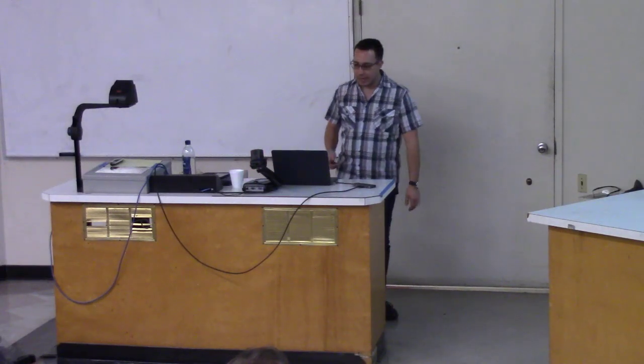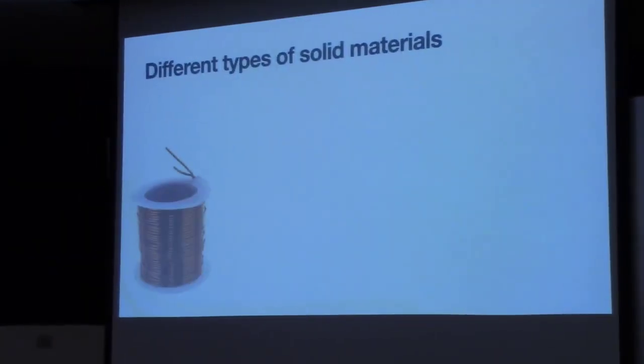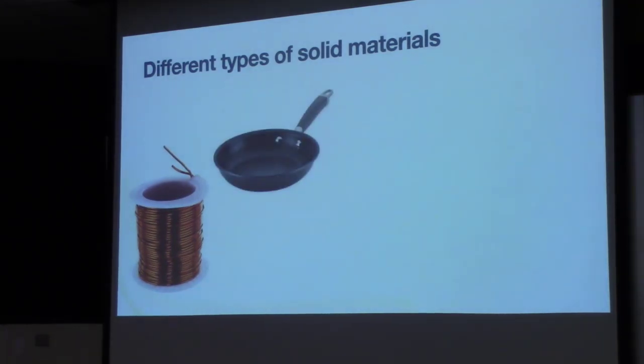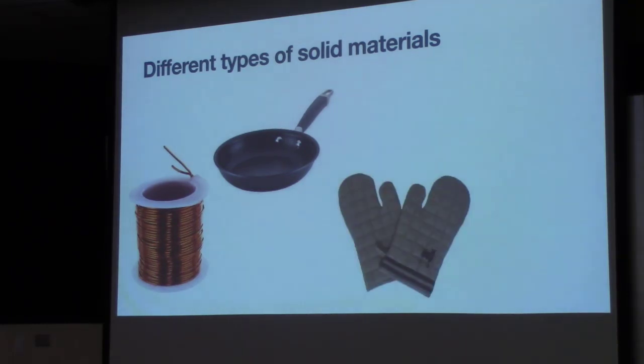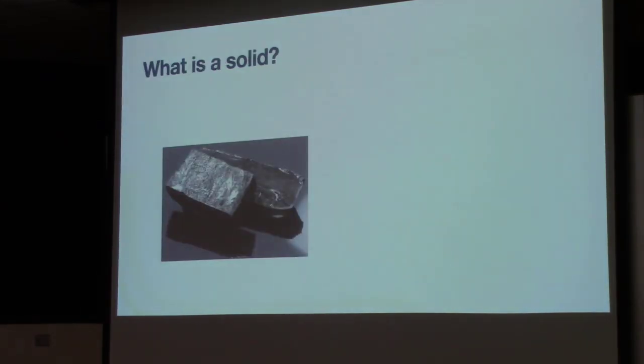I would like to start by saying that in nature we have a lot of different solid materials. For example, we can have good conductors like copper, or good conductors of heat like a pan. But we also have good insulators, either electric or thermal insulators. And we also have materials that have magnetic properties. So a natural question to ask is, why do all of these materials have such properties?